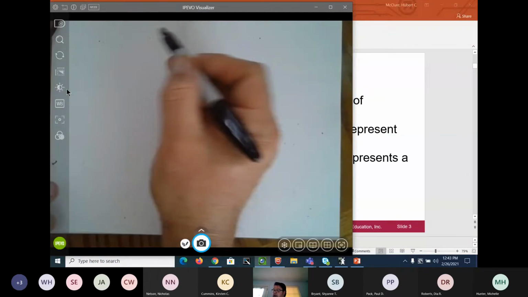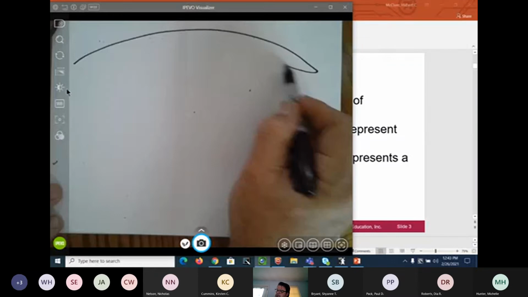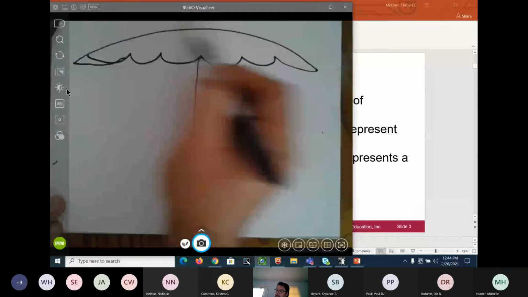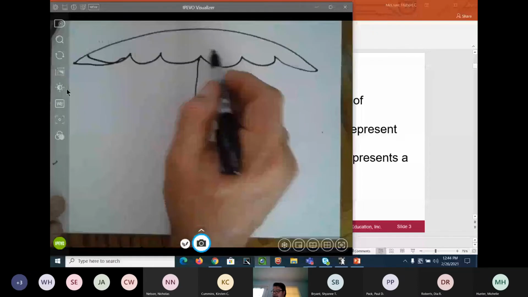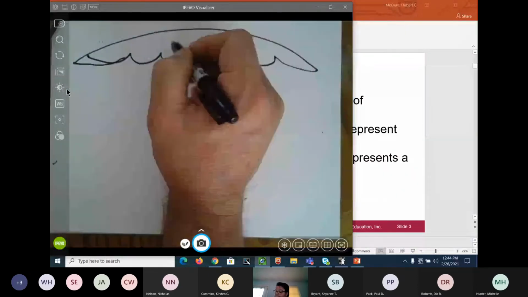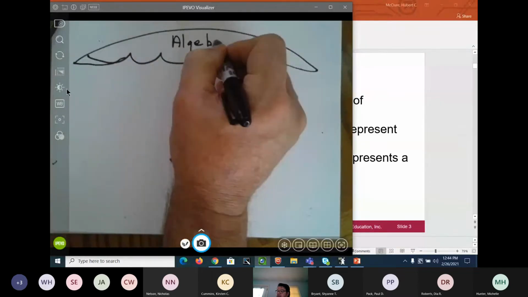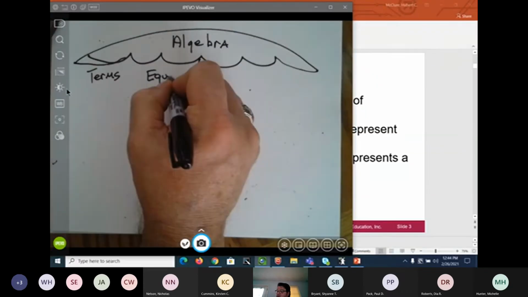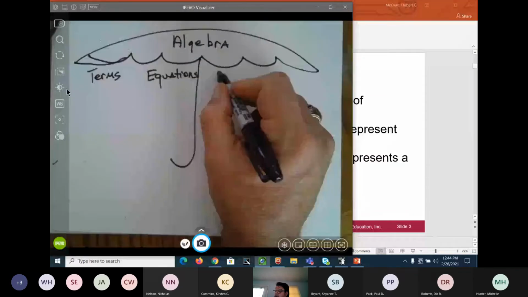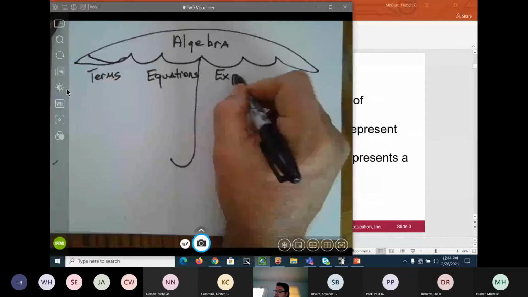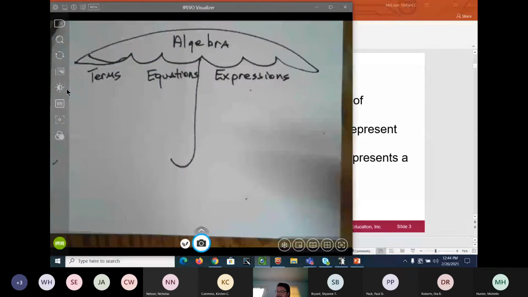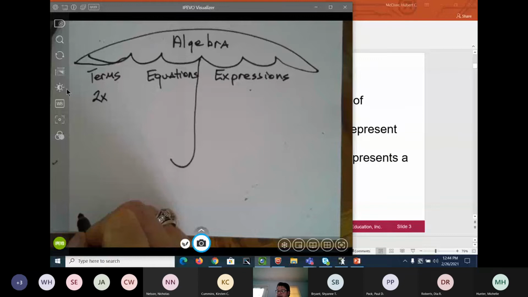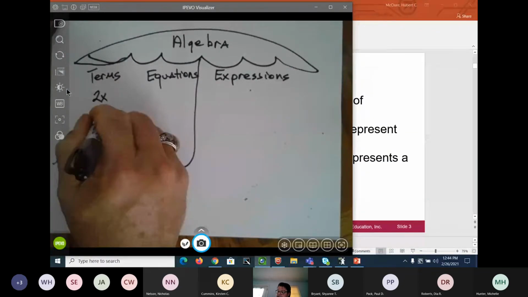A term. Well, let's go with a big umbrella. And an umbrella has a handle. And under this umbrella, we can call this mathematics. All right, or no, let's call it algebra. Algebra is made up of terms, equations, expressions, and other things. What is a term? A term is like 2x. A term is like 4 by itself, because technically it has x to the 0 beside it.